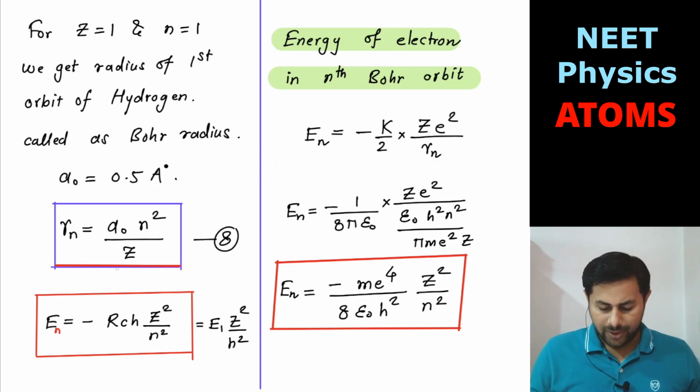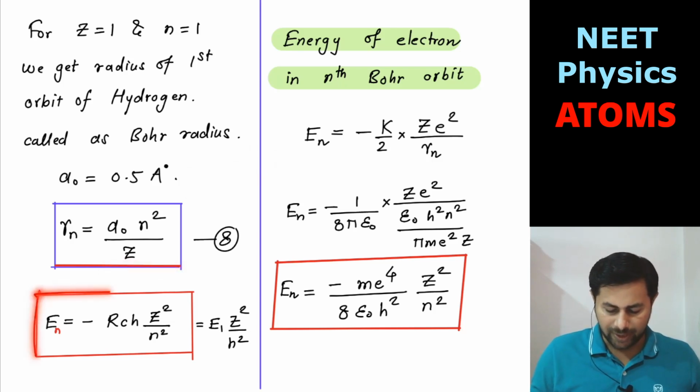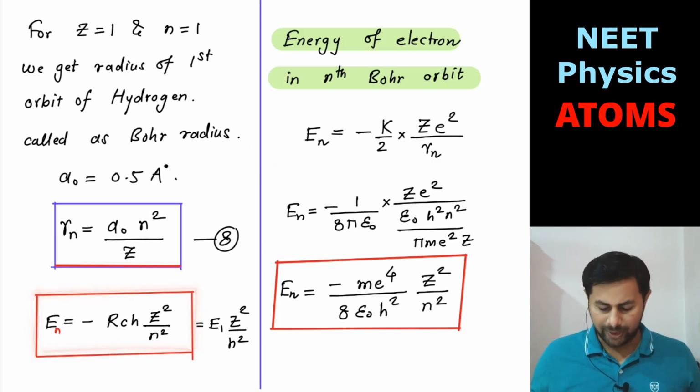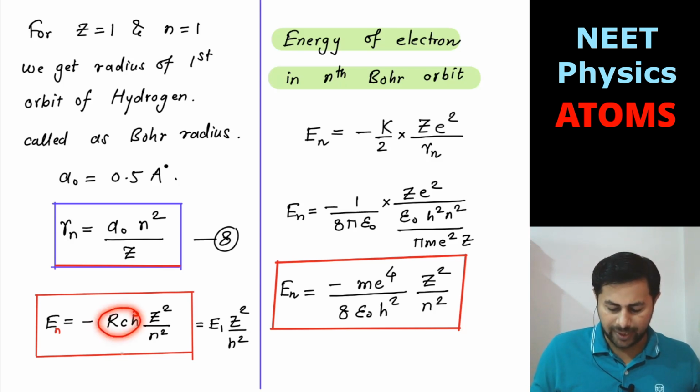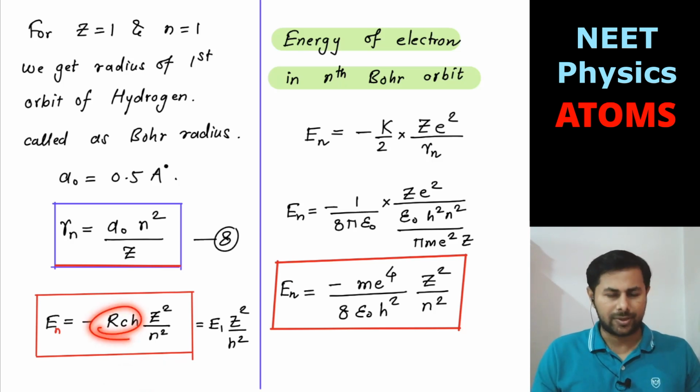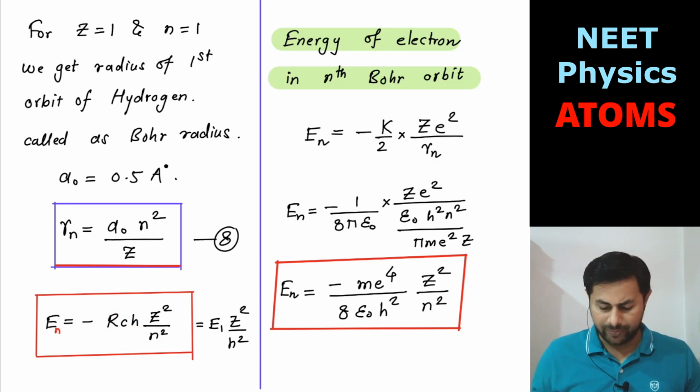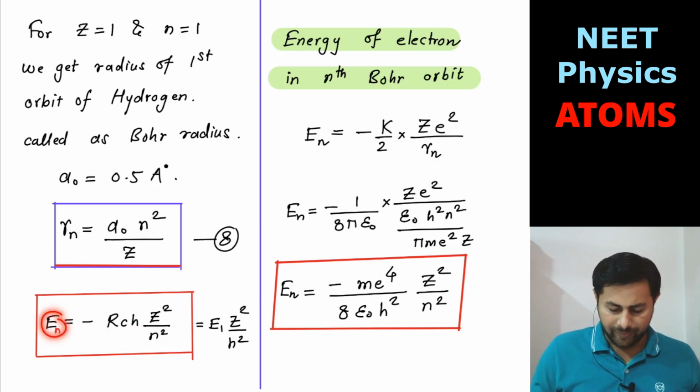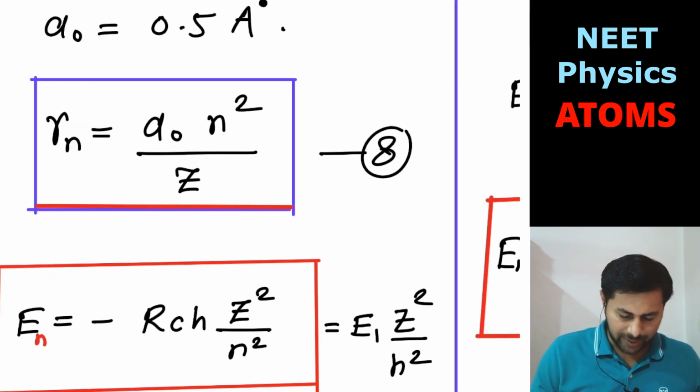Good. Then we saw another formula, that energy of electron is given by minus RCH z square by n square. If you substitute the value of RCH, that is minus 13.6 electron volts, and that is the energy of electron in first Bohr orbit of hydrogen atom, right? So let's write this thing as Enz, and this other thing as Rn suffix z.